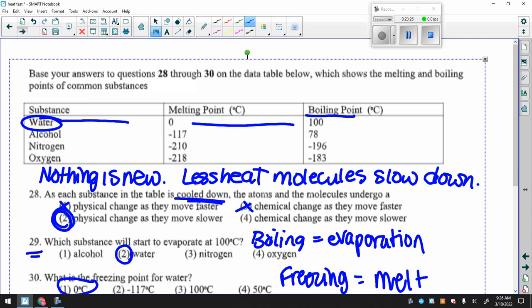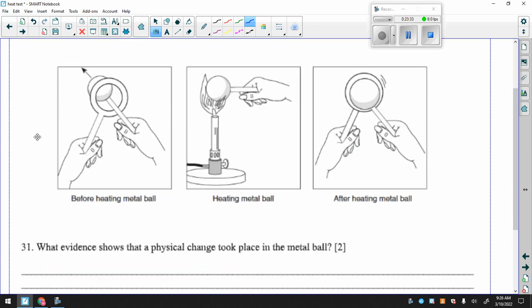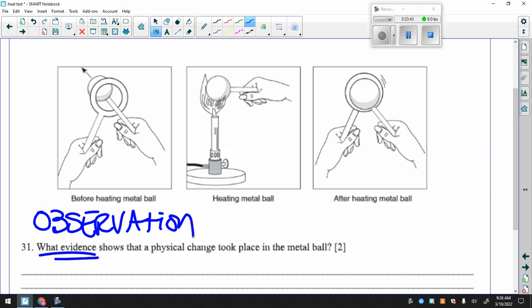All right, this is what I need for you guys to do this next one. What evidence? A lot of people got this wrong, and I just gifted you the right answer. You would have got 2 points off. What evidence? Evidence means give me an observation. So the ball doesn't fit is an observation. If you put expand, I would have given it to you, but there's no observation of it expanding. The only observation you have is the ball doesn't fit after the heat.